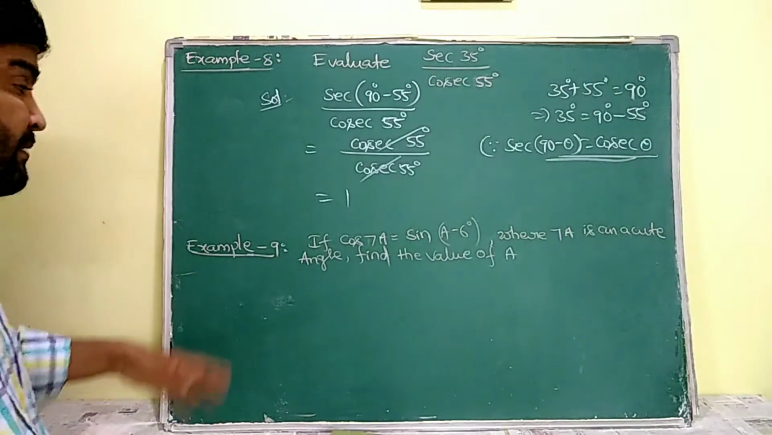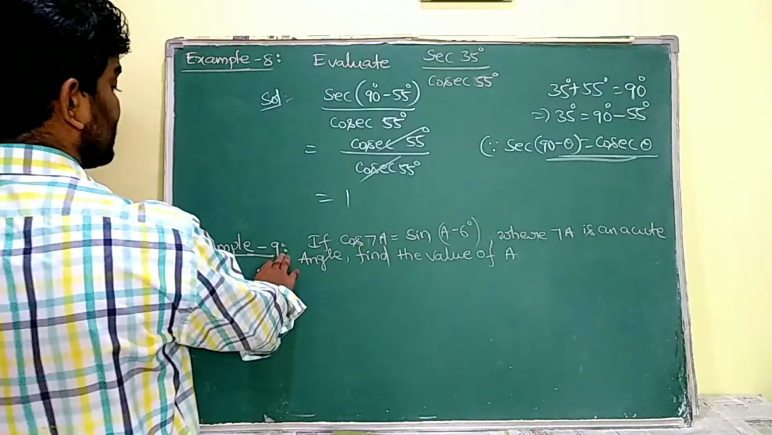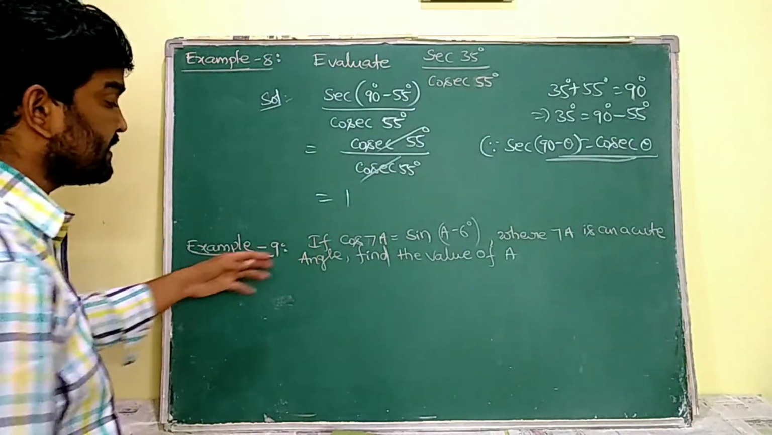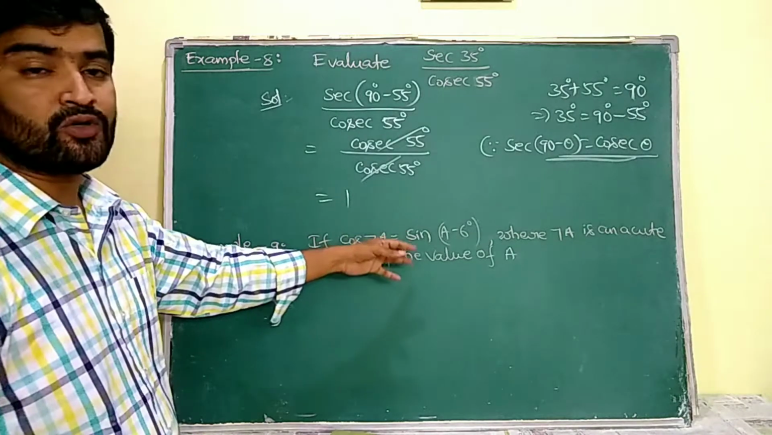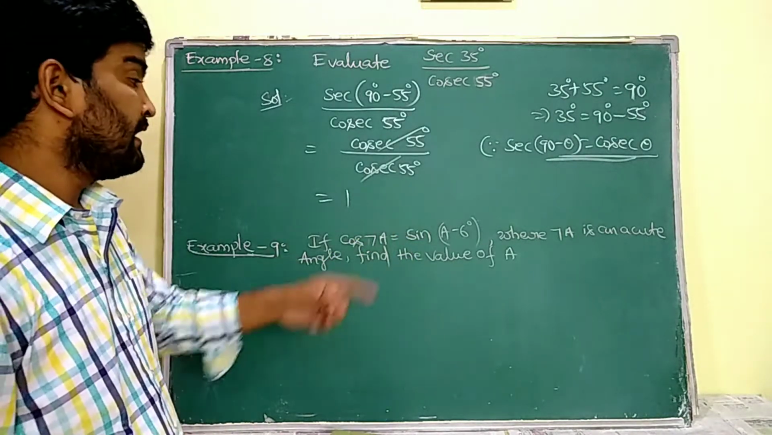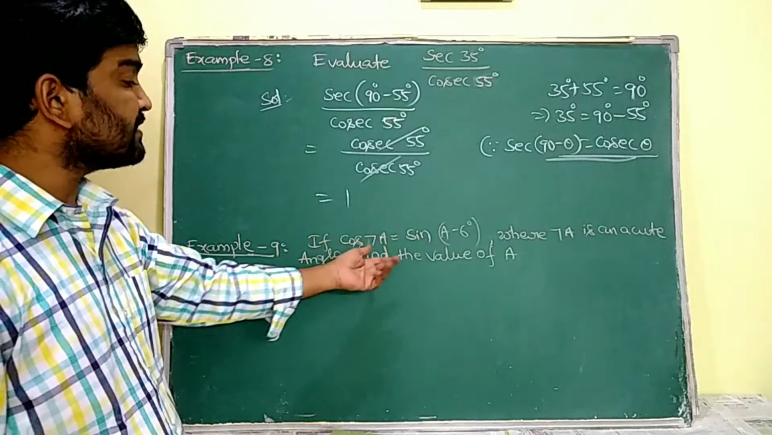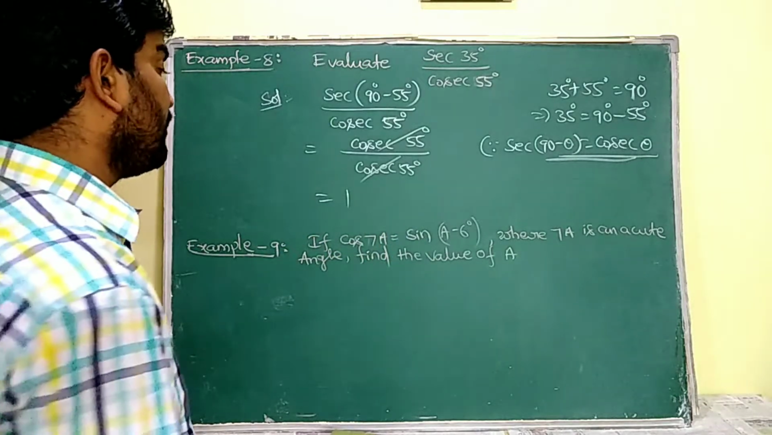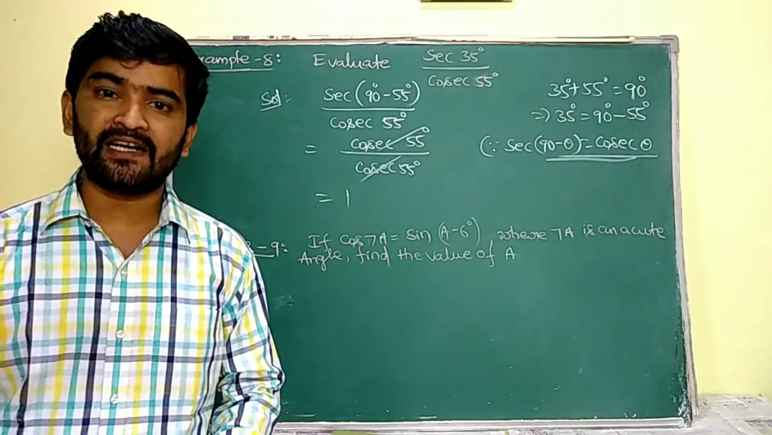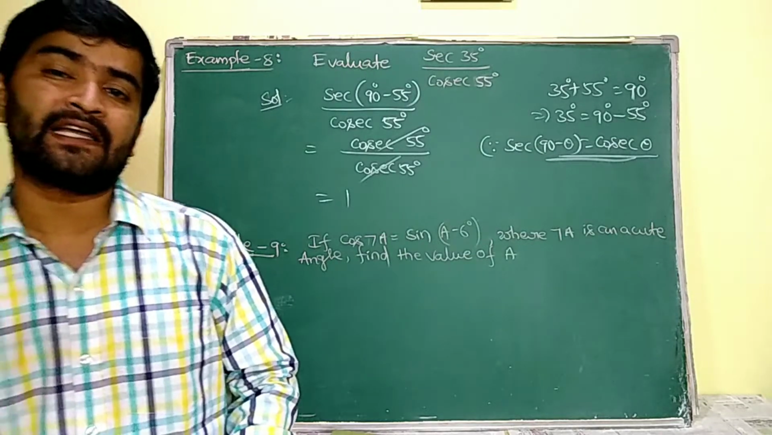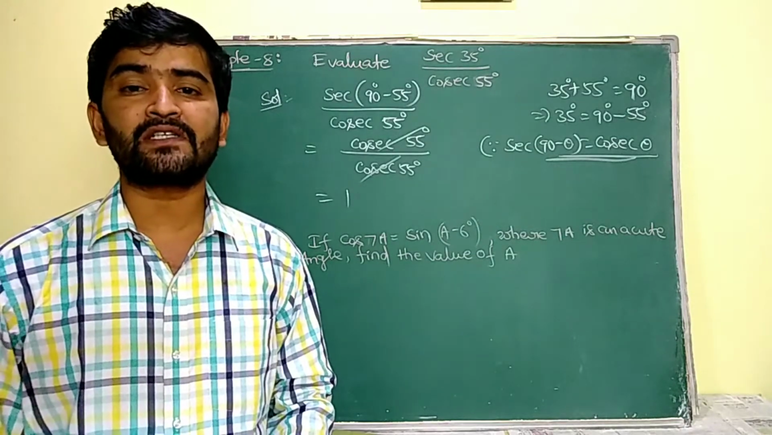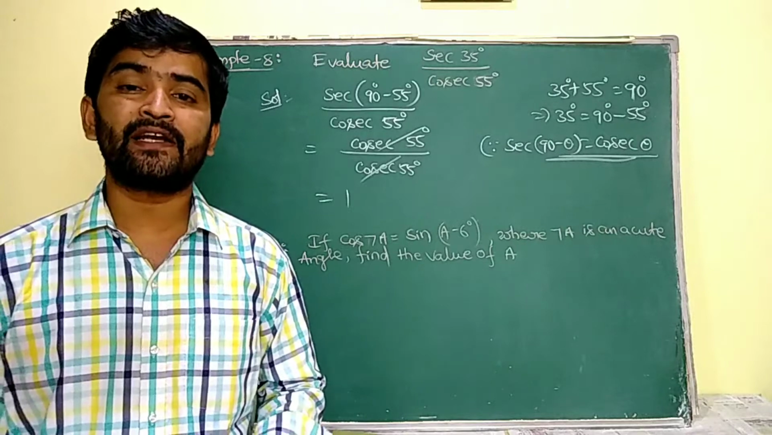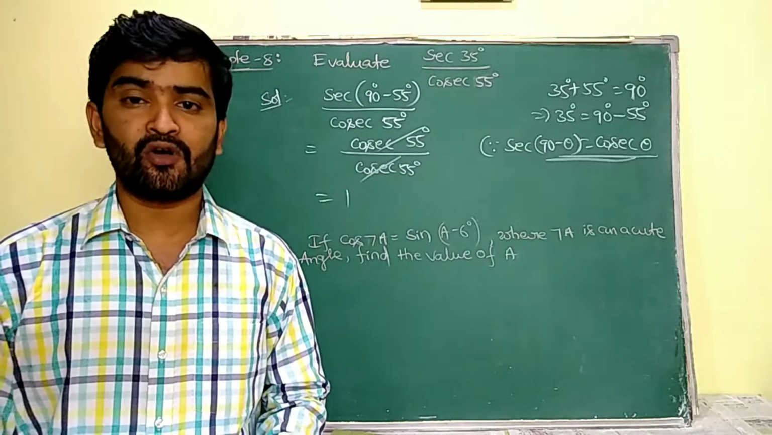Okay, now coming to the next bit, example 9. In this example 9, he is saying that if cos 7a is equal to sin(a minus 6 degrees), then find the value of a. We already discussed, to calculate any unknown value in the trigonometric equation, we have to first convert the given trigonometric ratios into the same ratio on both sides.